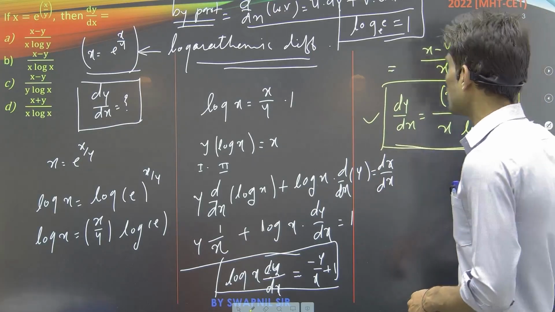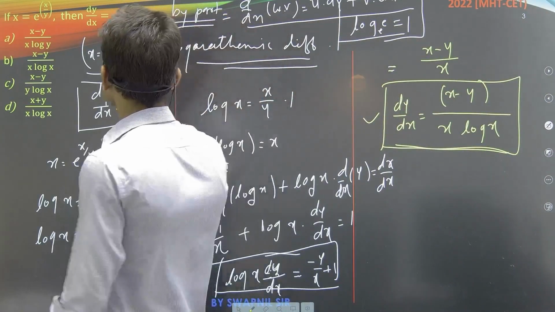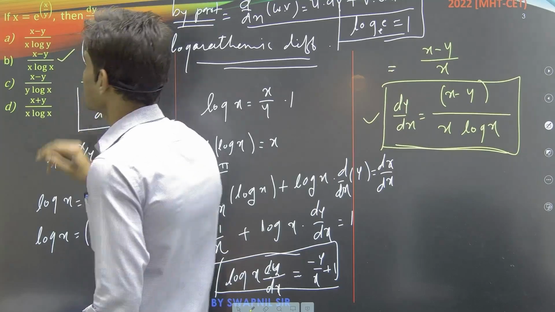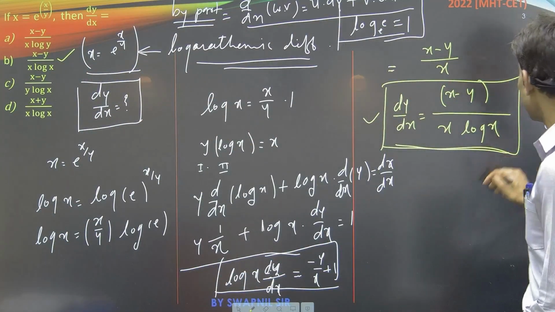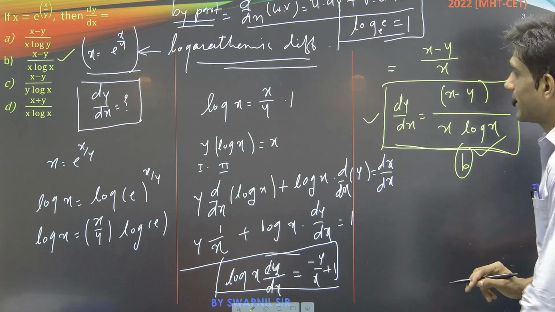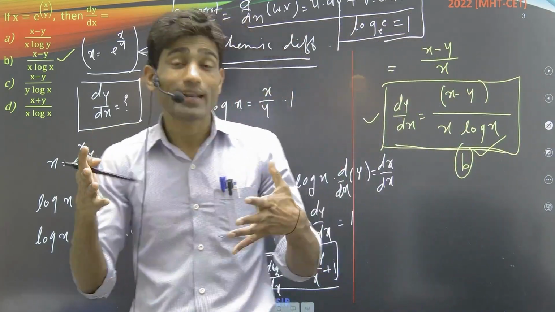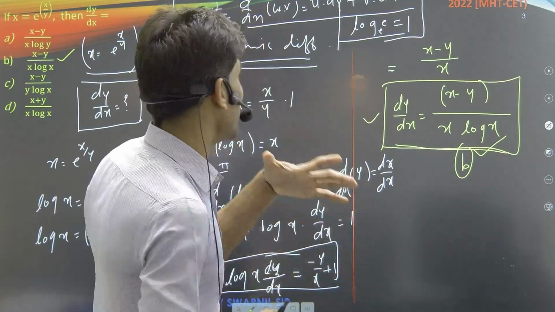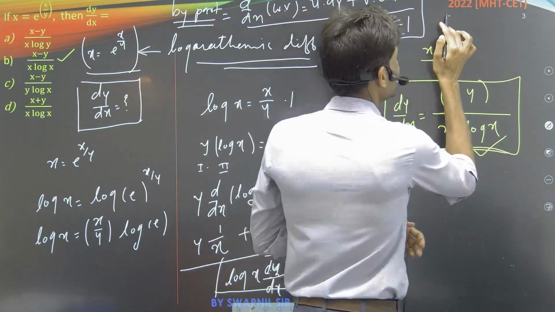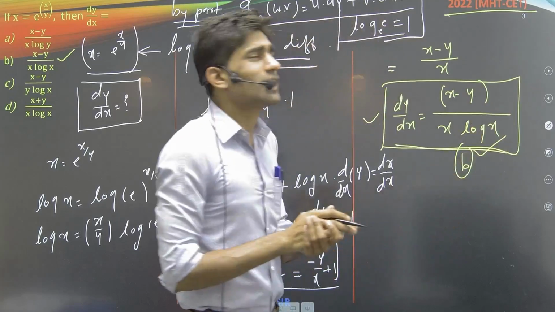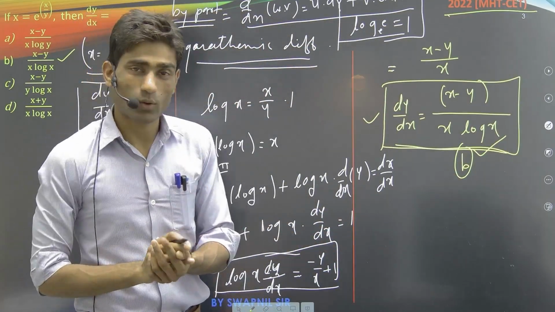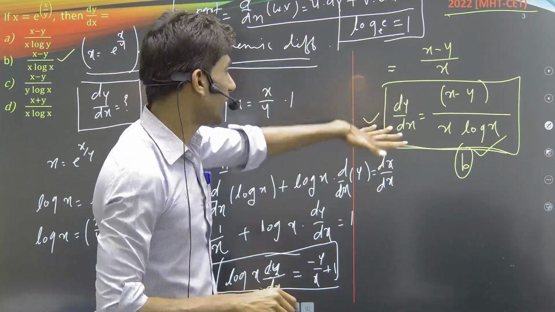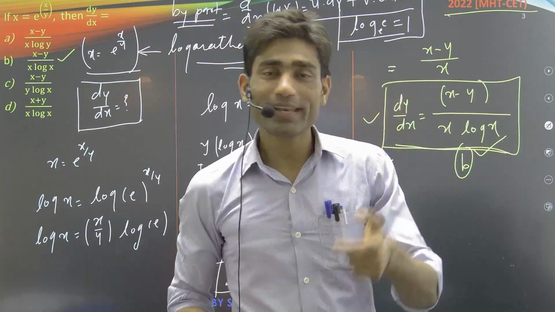Now see which one of the options matches: dy by dx is equal to x minus y upon x log x, which is option B. Option B is correct here. Now see how easy the types of questions are that come in your CET JEE exams. This question is from the 2022 MHT-CET previous year question paper. I hope you all have understood this solution. Let's move on to the next question.